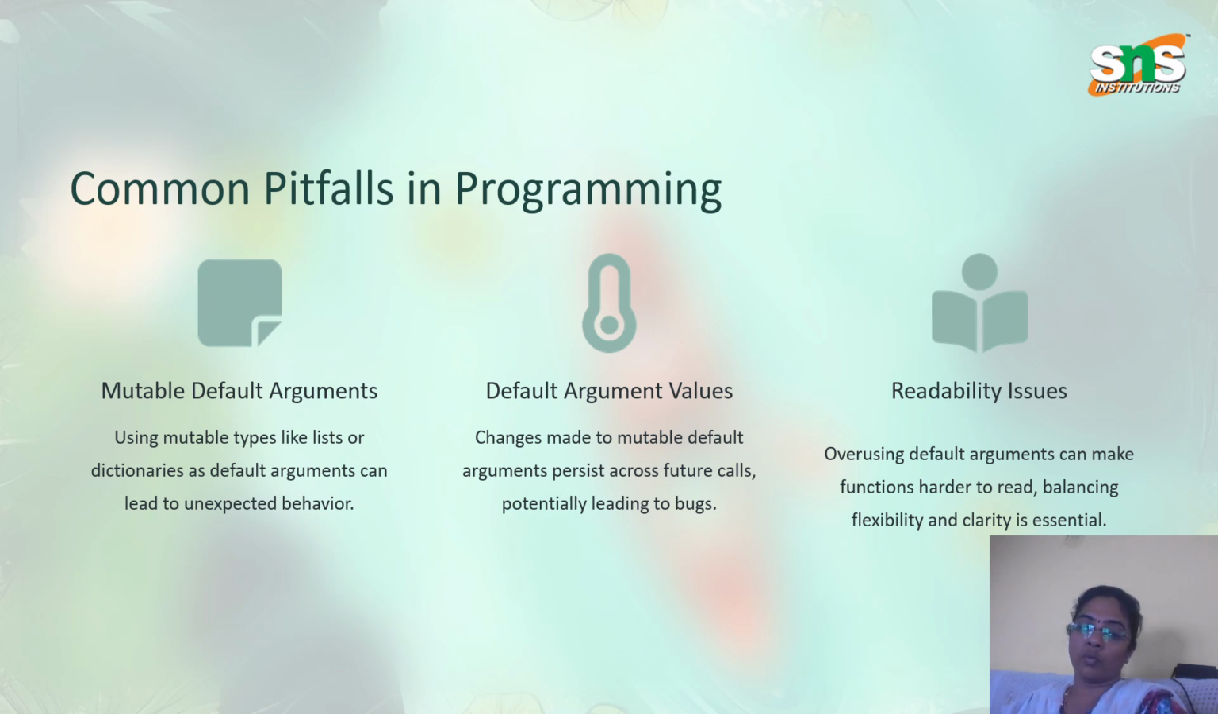When we go for overusing the default arguments, the function becomes harder and harder to read, and then we cannot balance the flexibility among the arguments, and clarity is lost. So these are some of the drawbacks of using default arguments.